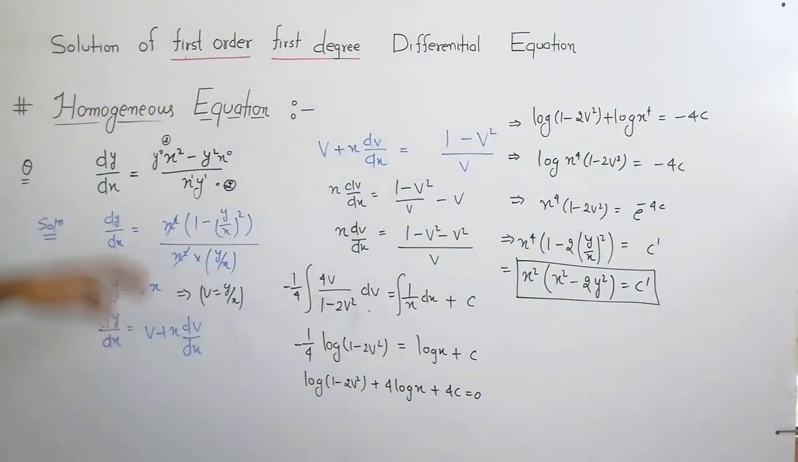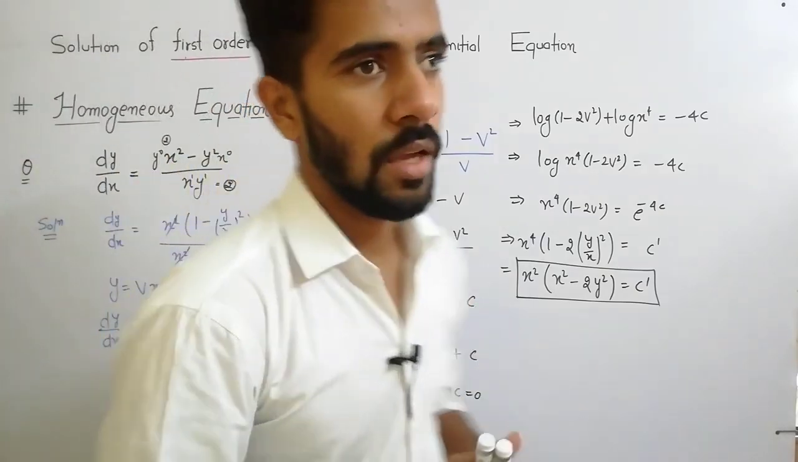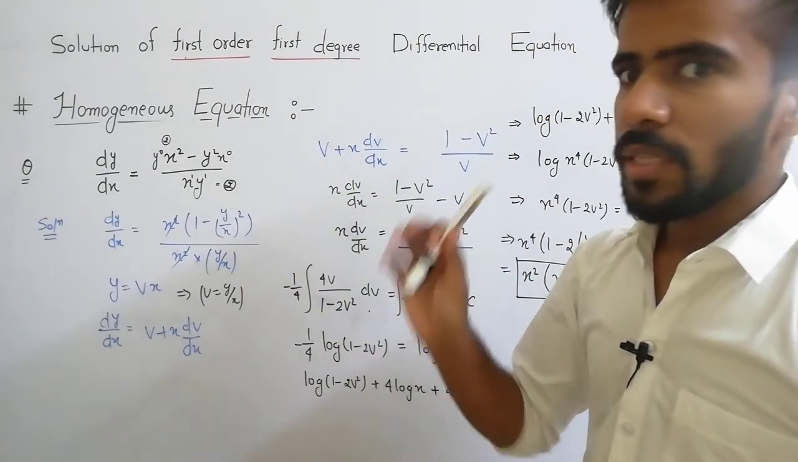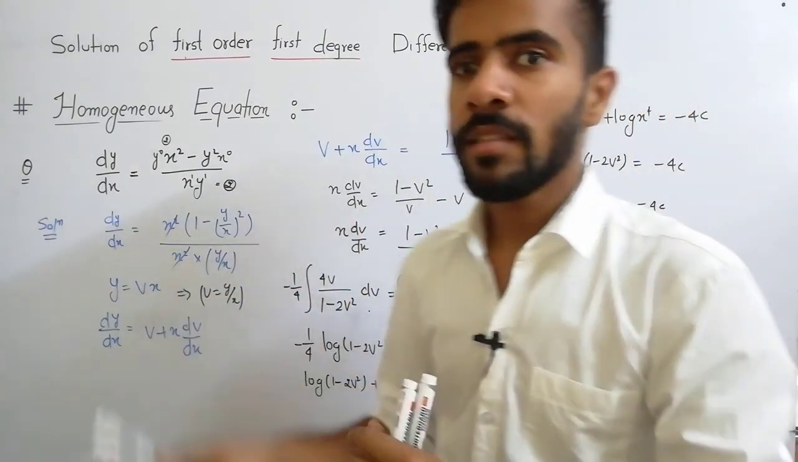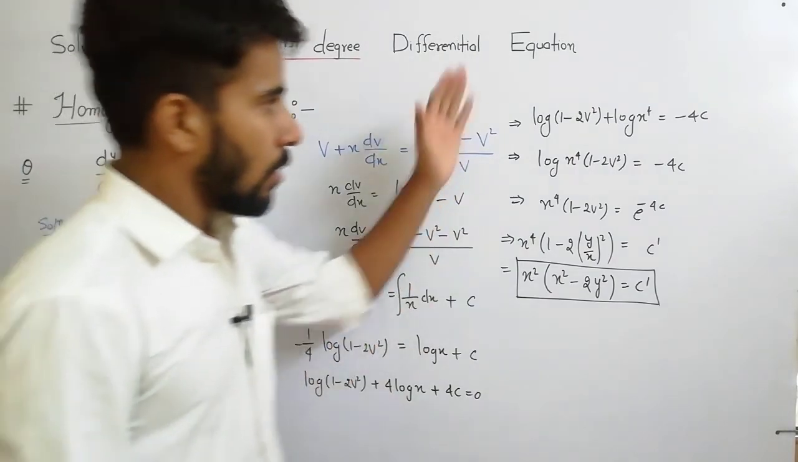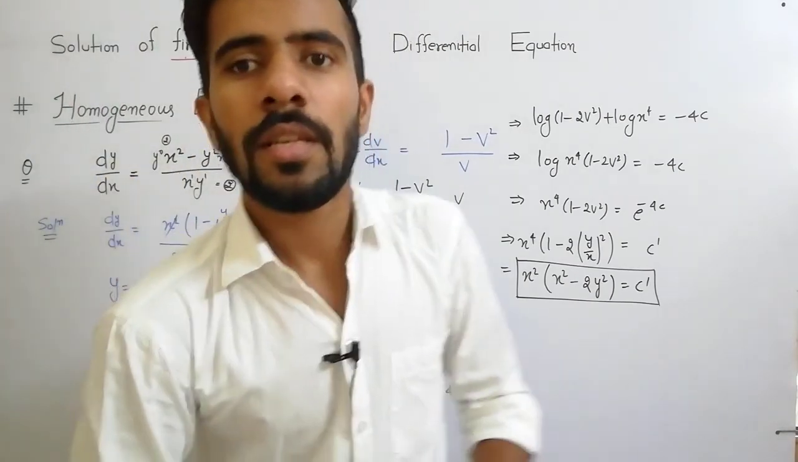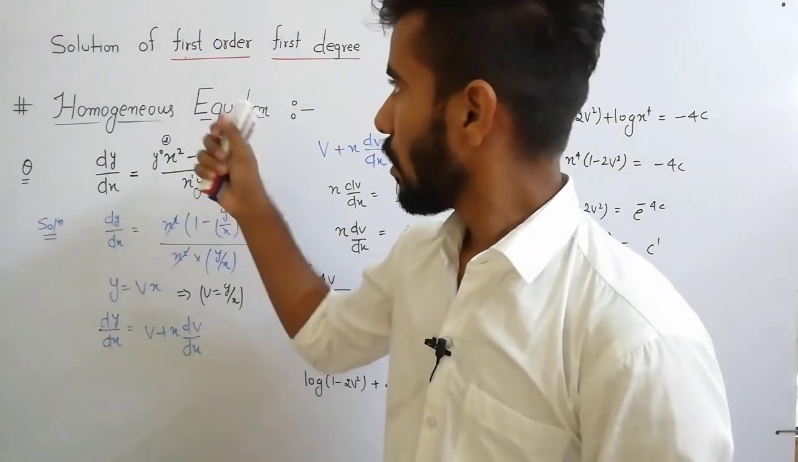So in this method we first put y equals v into x, then we convert dy by dx into v plus x dv by dx. In the next step the equation can be converted into variable separable form. After separating the variables, x and dx on one side and v and dv on the other side, we integrate both sides and get the solution in terms of x and y. This is the whole procedure to solve a first order first degree homogeneous equation.